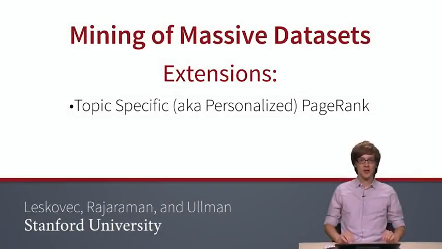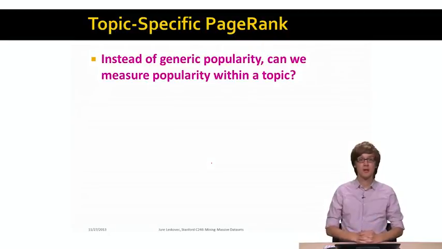So we start talking about our first extension or fix to the PageRank, and this is called topic-specific PageRank. Sometimes it is also known as personalized PageRank. So here is basically the idea. Let's think of our initial goal. Our initial goal was to identify important pages on the web graph.